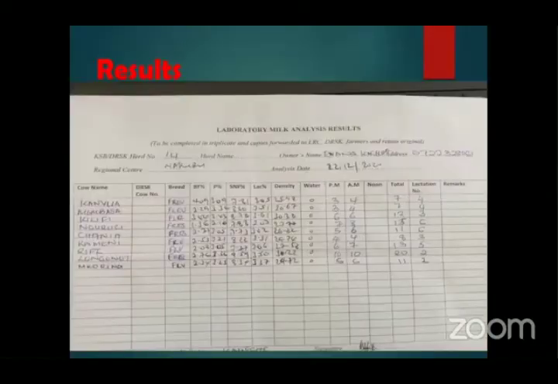We have a picture of a form there. And you can see the form requires information. We need to indicate the information there. We have the information on the DRSK herd number, which is unique. Then you have the herd name, the owner's name, the contacts. Then the regional center which is doing it, which is here in Nakuru. Then also which date the analysis was done.